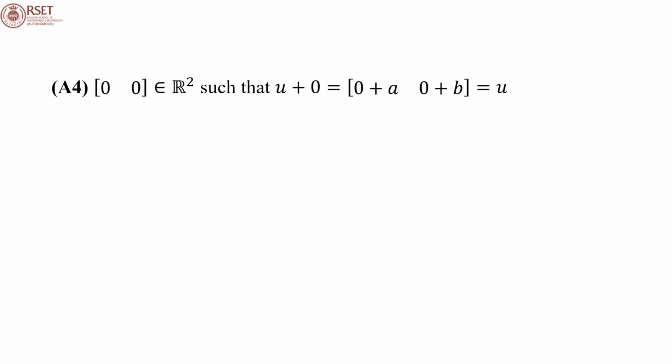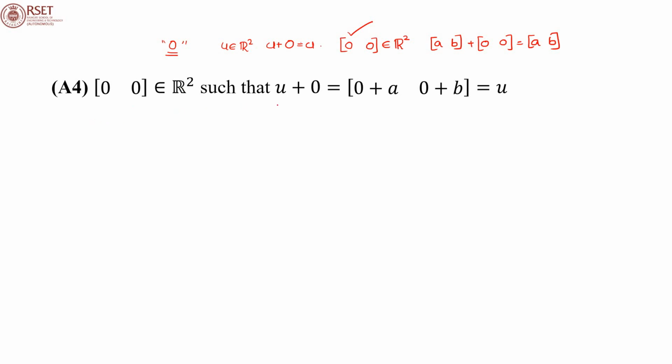Now what is A4? There must exist a zero vector 0 such that for any vector u in R2, u plus 0 must be equal to u. Remember, the zero vector must be an element of R2 itself. So what zero vector can we consider? It is (0, 0), right? (0, 0) is an element of R2, and for any vector (a, b) belonging to R2, (a, b) plus (0, 0) is equal to (a, b) itself. So this is the zero vector we consider here. So (0, 0) belongs to R2 such that u plus 0 is equal to u.